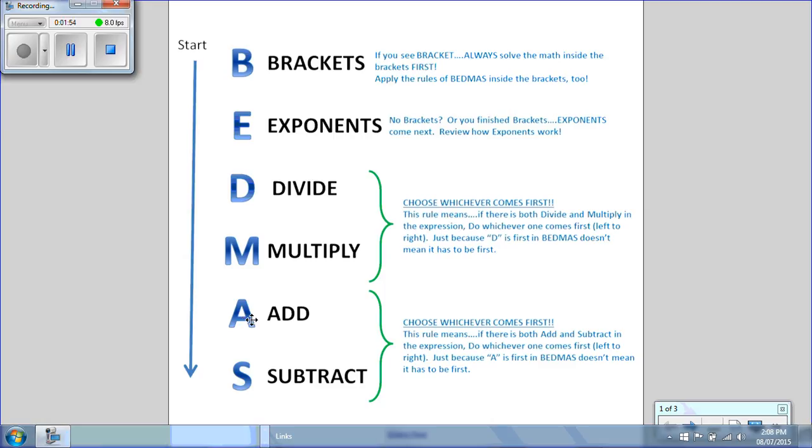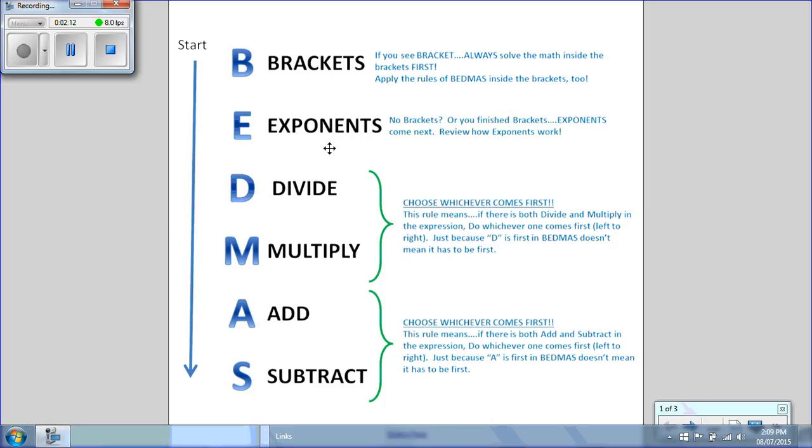Same rule applies if all you're choosing between is whether to add or subtract. If I'm looking from left to right in an expression, if the addition comes first, I'll do that. If the subtraction comes first, I'll do it first. That's assuming that there are no more brackets, no more exponents, no dividing, and no multiplying.